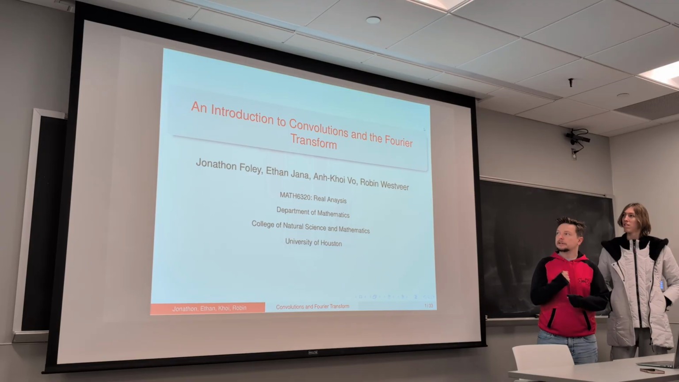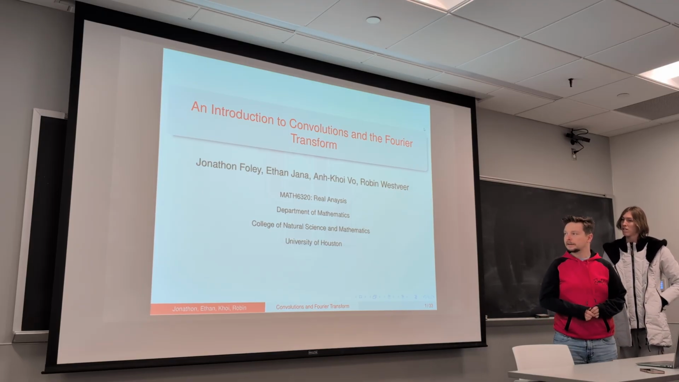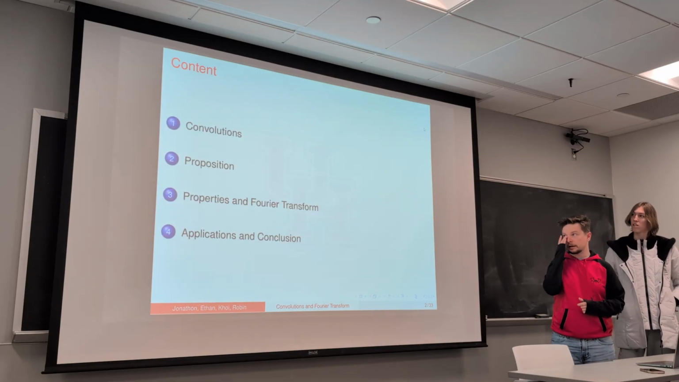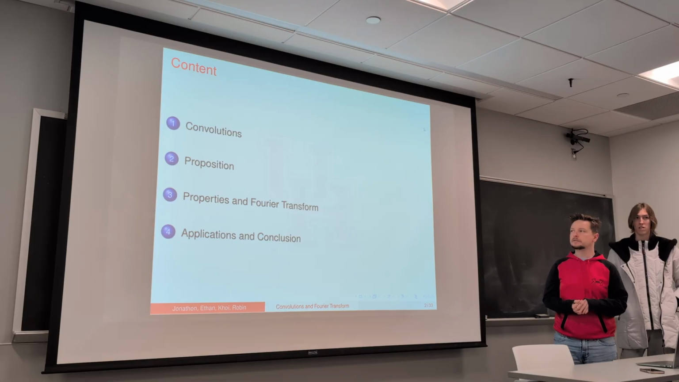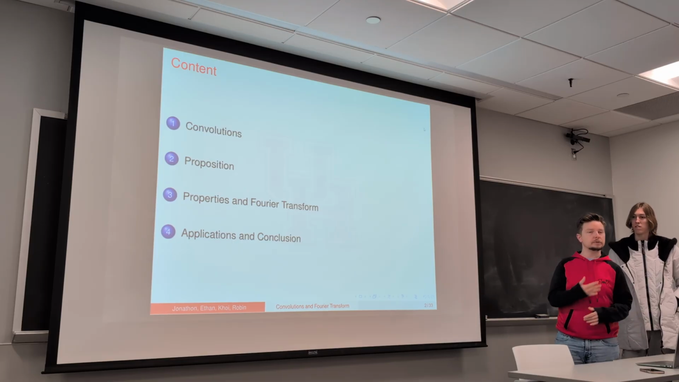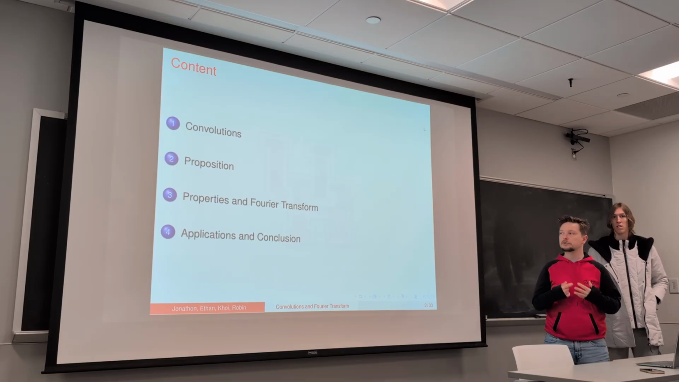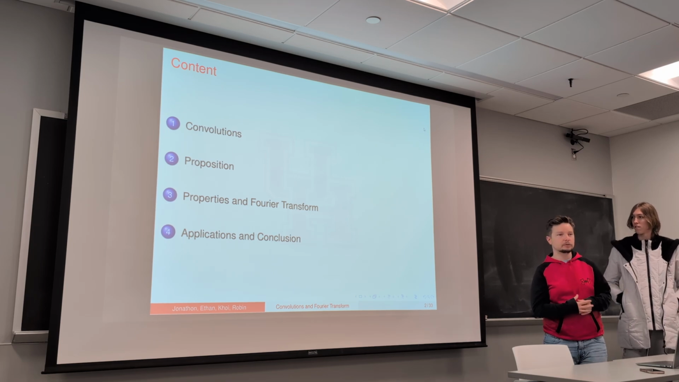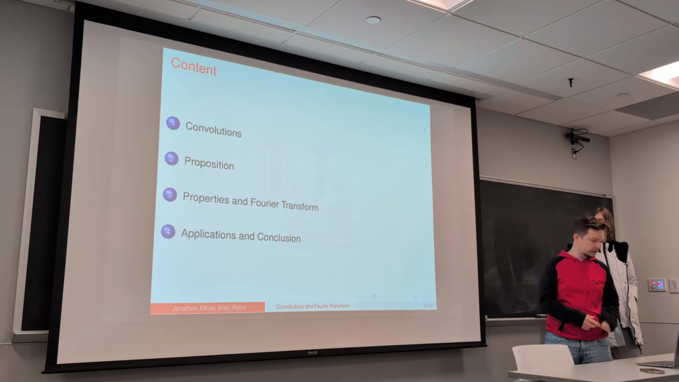Alright, so today we are introducing convolutions and the Fourier transform. We're going to go over the definition first, and the definition only covers the L1 case for f and g, so the proposition covers L^p and L^q. Then we'll go over the general properties like commutativity and associativity, as well as introducing the Fourier transform. Lastly, we're going to end with some applications for using the Fourier transform.